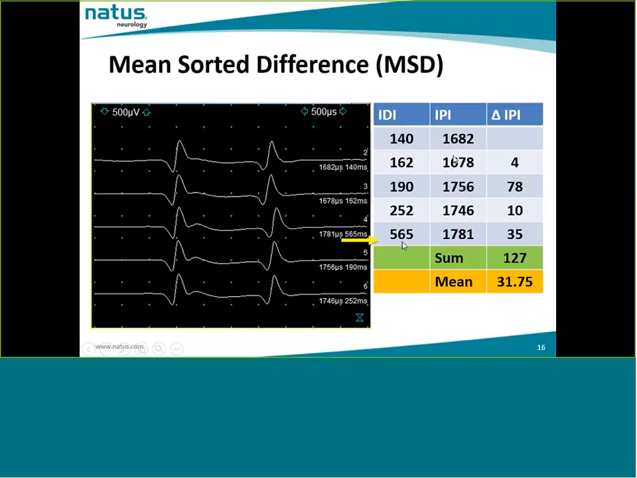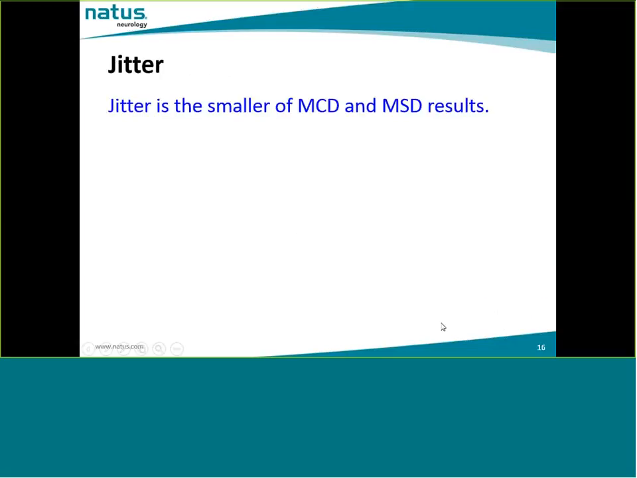Now that we have sorted all of these intervals based on the firing rate, we use the sorted interpotential intervals to calculate the consecutive difference and calculate the mean value. So this is the mean sorted difference. MCD and MSD are 2 different ways of measuring the variability in interpotential interval. And jitter is the smaller of these 2 values. So we measure both results, and whichever one is smaller, that's the value we call jitter and use for analysis.